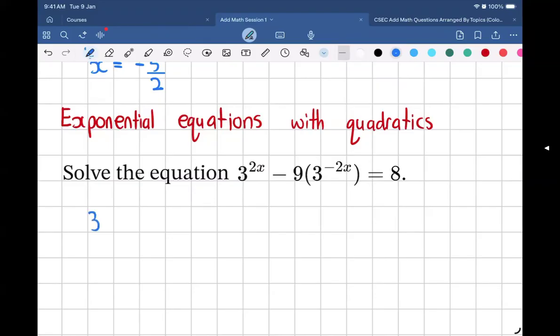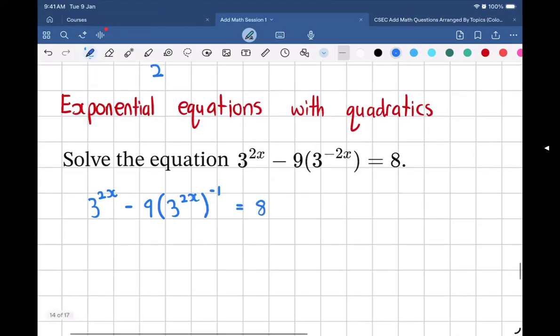So I'm going to write back 3 to the power 2x, then I have minus 9. Look closely at what I'm going to do. I'm going to write 3 to the power 2x, and I could write that to what power to get back 3 to the power minus 2x? Remember, if you're raising a power to a power, they multiply. So what would I have to multiply 2x by to get minus 2x? Minus 1. And that will be equal to 8.